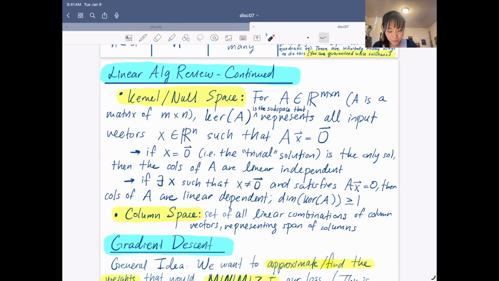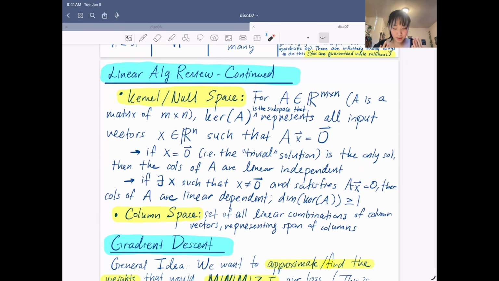And if x equals 0, which is also a trivial solution because any matrix A times 0 is going to be equal to 0, right? So if x equal to 0 is the only solution, then the columns of A are linearly independent. And this is just a rule in linear algebra. If you forgot or are still confused, I encourage you to look further into linear independence and what that means. But this is essentially a fact.